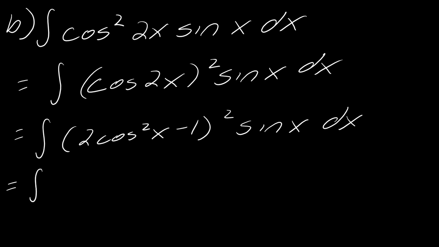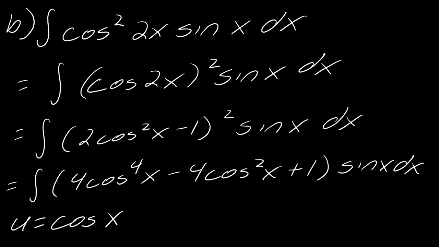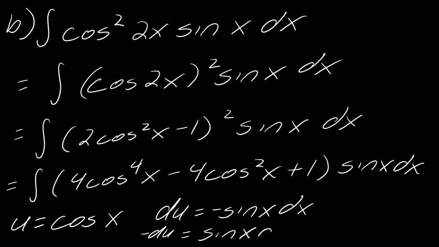So let's go ahead and FOIL this out. So this is 4 cosine to the 4th x minus 4 cosine squared x plus 1, and then sine x dx. Okay, so this I can work with, right? And this should have been 4 cosine to the 4th, my bad. So now I can set my u equal to cosine x, and my du will be negative sine x dx. So I have negative du equals sine x dx.